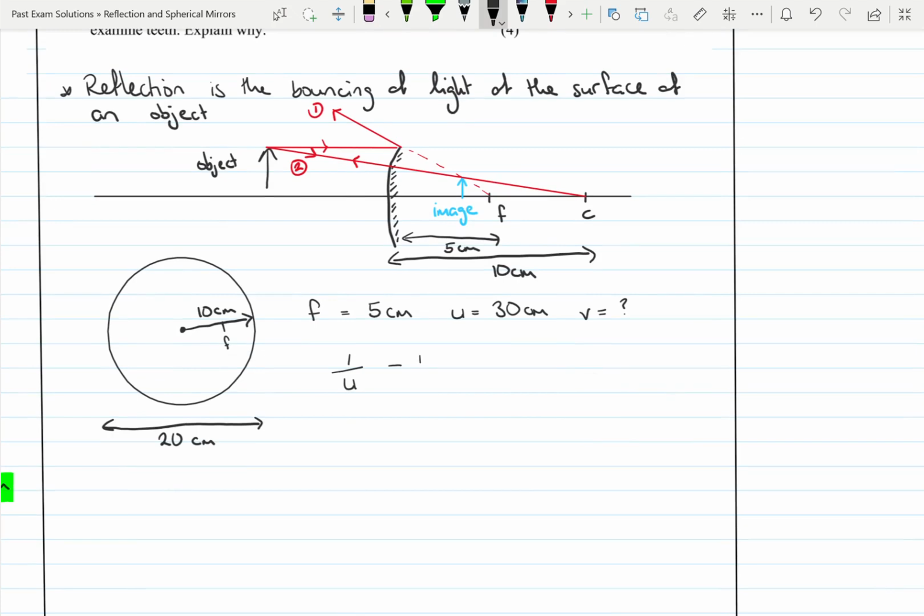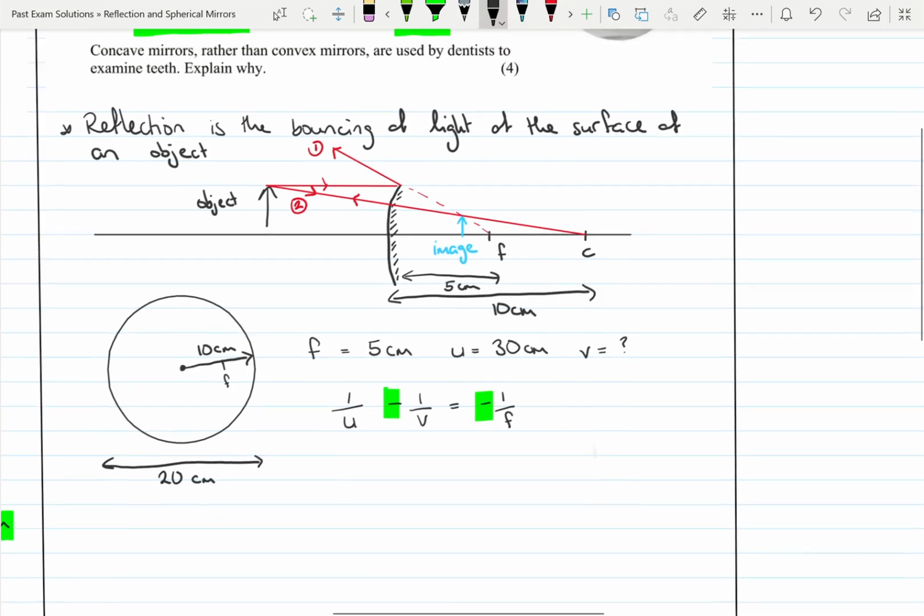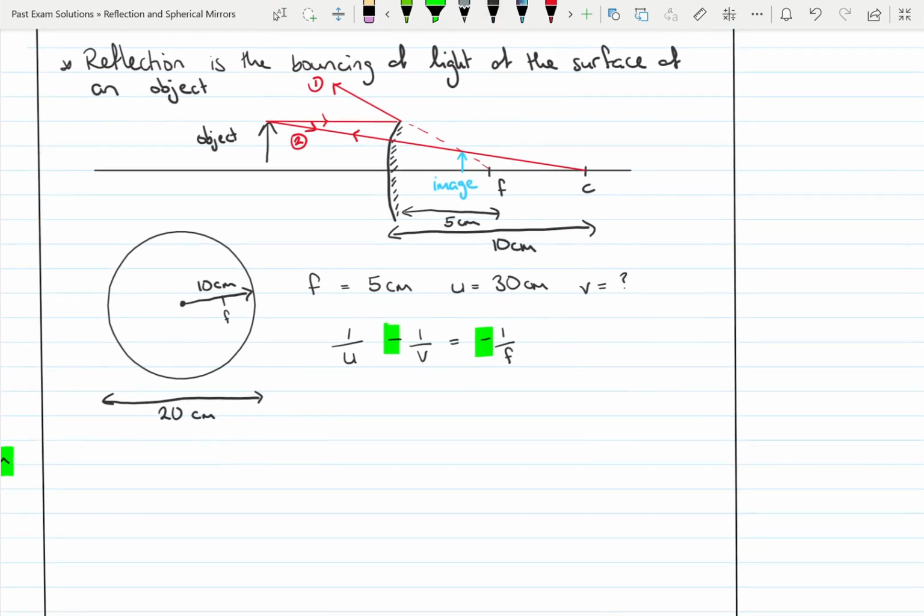1 over U minus 1 over V is equals to minus 1 over F. Your question could be, why have we got a minus in front of our V and a minus in front of our focal length? The reason being, if we have a look at our diagram again back up here, the focal length and the image are behind the mirror, behind the reflecting surface, so therefore we're putting a minus into both places in our formula.